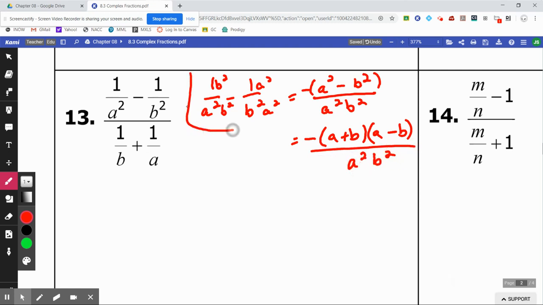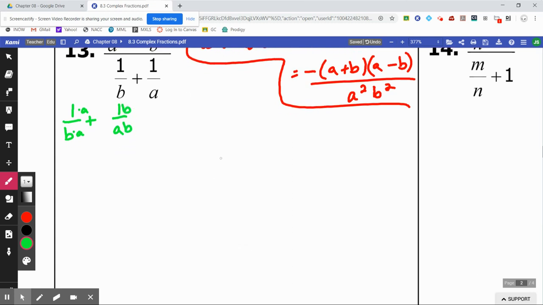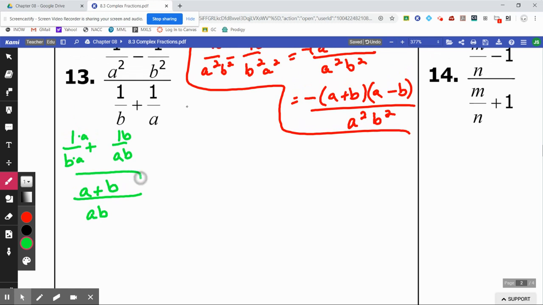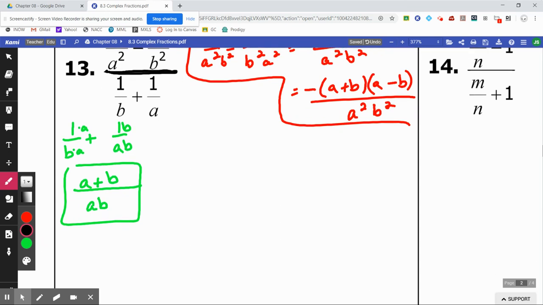That's the top. Now let's work the bottom, and we'll do it in green. Your bottom is 1 over b plus 1 over a. Common denominator. I need an a on top and bottom, so multiply top and bottom by a. Need a b over here on top and bottom, multiply top and bottom by b. And you now have, when you combine them, an a plus b on top, and then ab on bottom. So there's the bottom. Now back to the original problem. You've got to do top divided by bottom. The top was this.